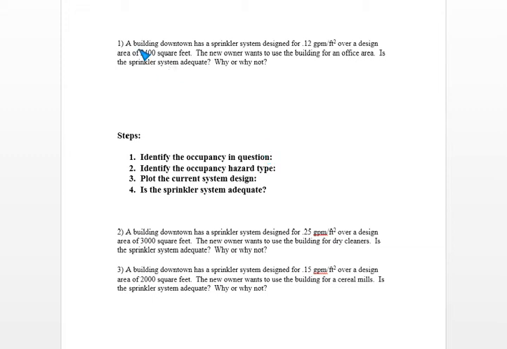It says a building downtown has a sprinkler system designed for 0.12 GPM over a design area of 2,400 square feet. The new owner wants to use the building for an office area. Is the sprinkler system adequate? Why or why not? So obviously the first step is to identify the occupancy in question. Looking back at question number one, the occupancy in question is going to be the office area.